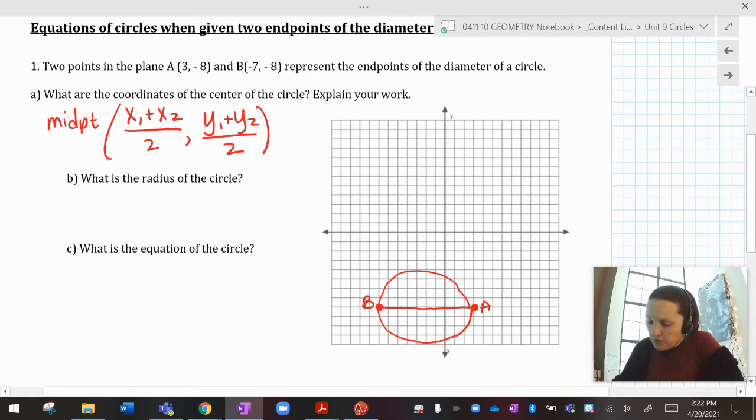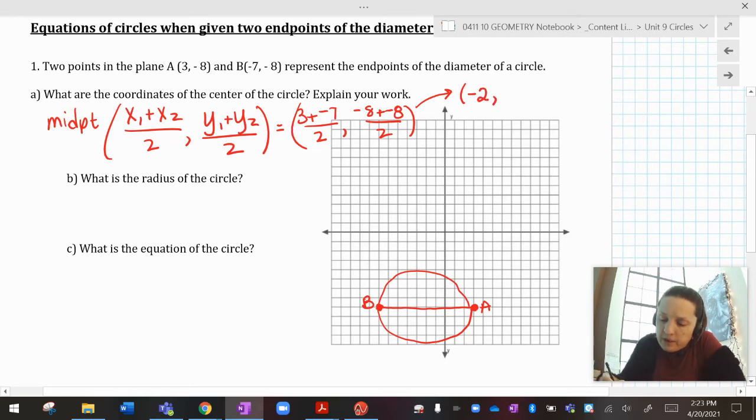So if I want to do that, let's see. x1 plus x2 is 3 plus -7, and -8 plus -8. I'm running out of space here. So 3 plus -7 is -4, divided by 2 is -2. -8 plus -8 is -16, divided by 2 is -8. So my center is right here at -2, -8.